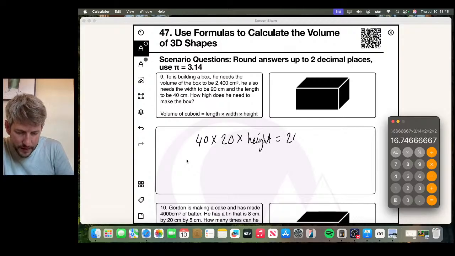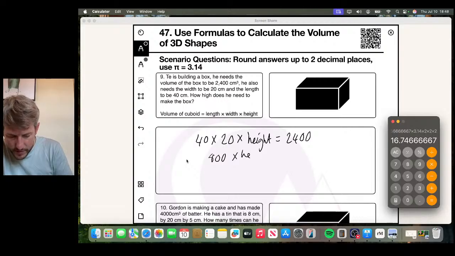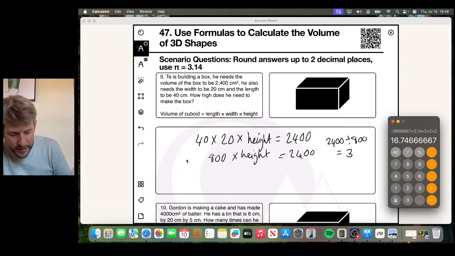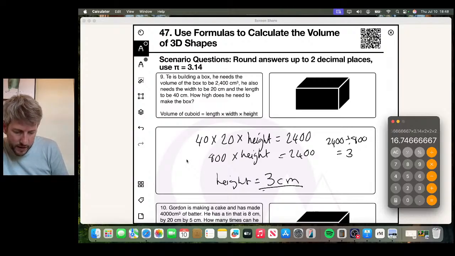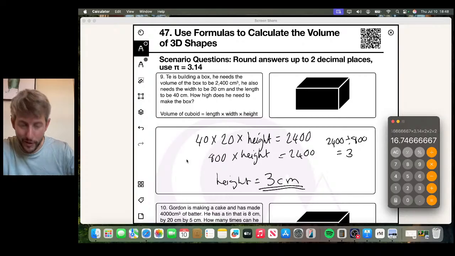And that equals 2,400. Okay, so 40 times 20 is 800. So 800 times the height equals 2,400. To find out what the height is, we're going to just do 2,400 divided by 800, and that will equal 3. So we know that 800 times 3 will give us 2,400. So the height equals 3 centimeters. And remember, the height is a length, so we'll leave it like that.